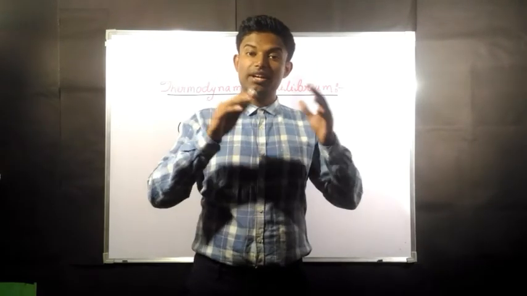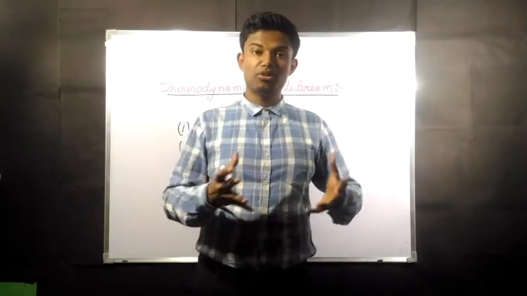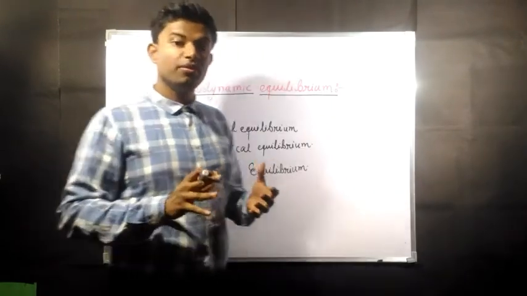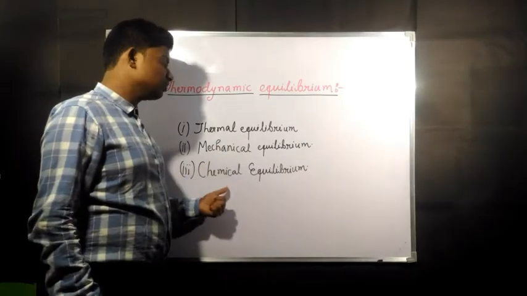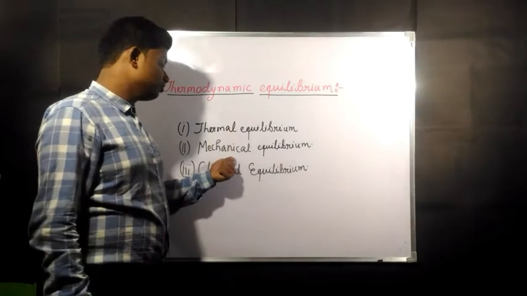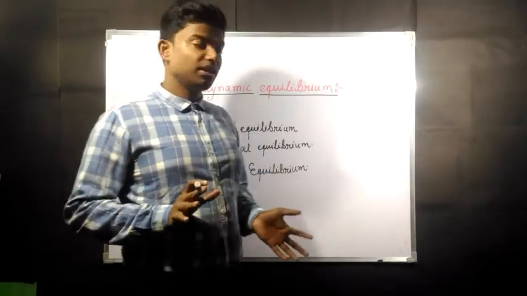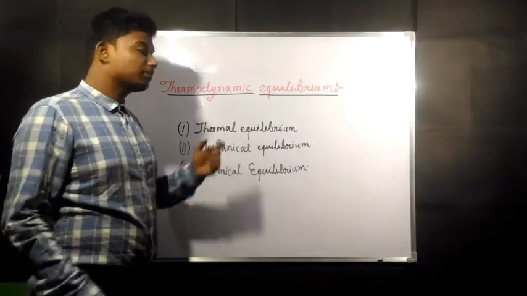Okay, so that's when we call that the system is in thermodynamic equilibrium. Now to have this equilibrium state, we need to focus on these three types of equilibriums. If we fulfill these three conditions, then we can say that our system is in thermodynamic equilibrium. The first one is thermal equilibrium.